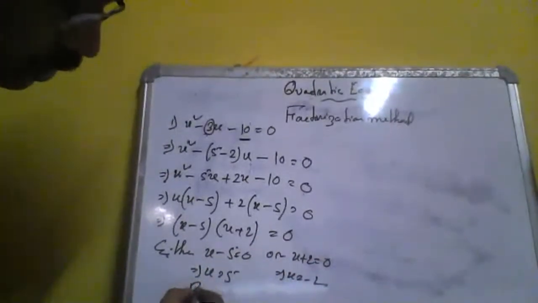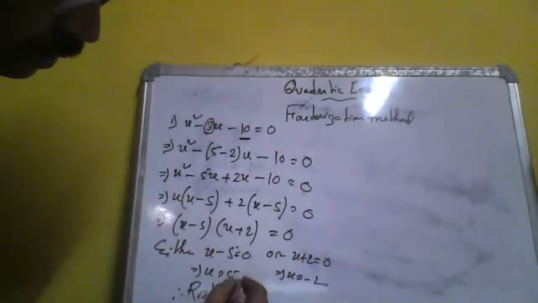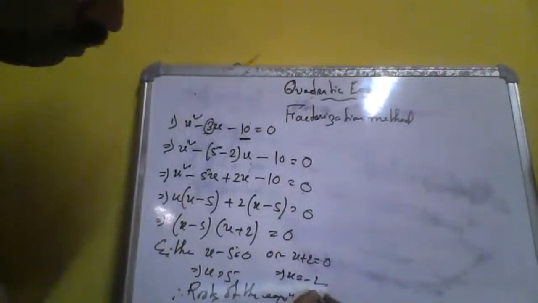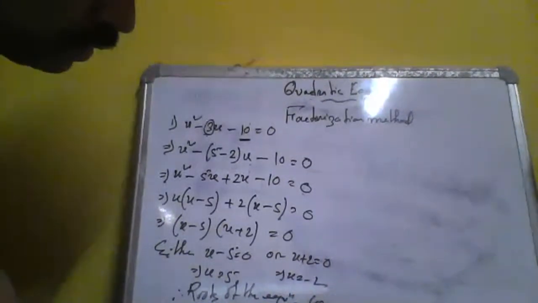Therefore, the roots of the equation are, in brackets, 5, minus 2. Understood?